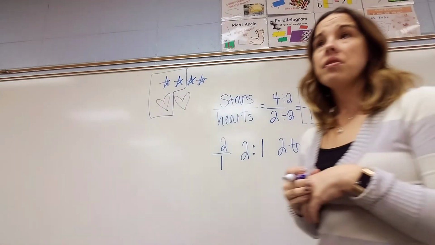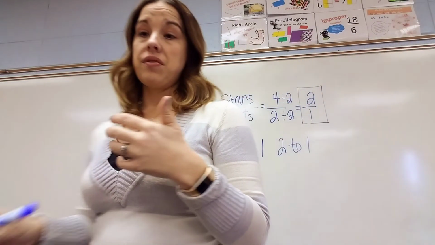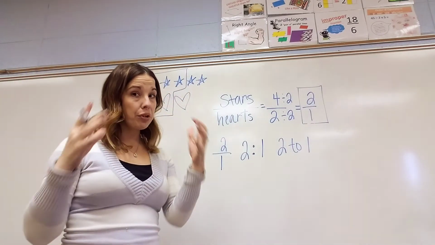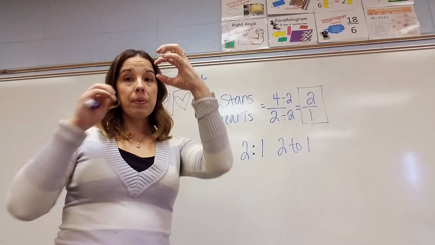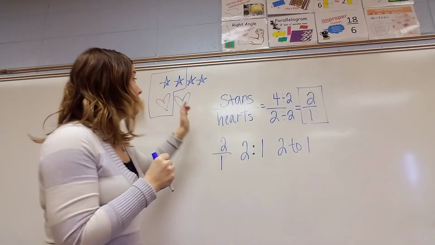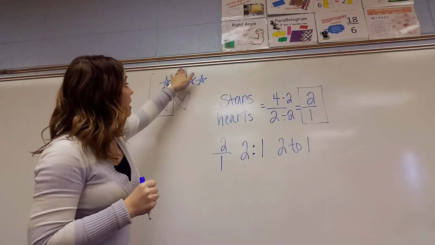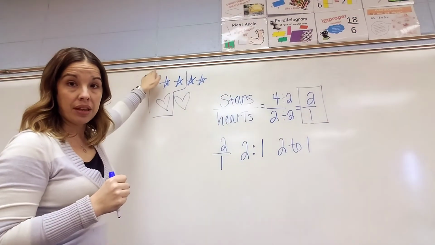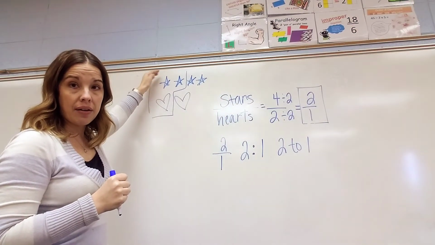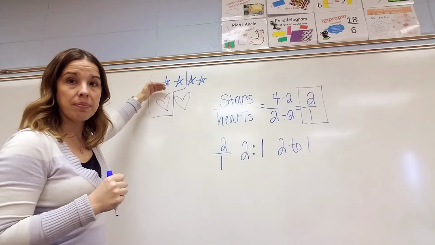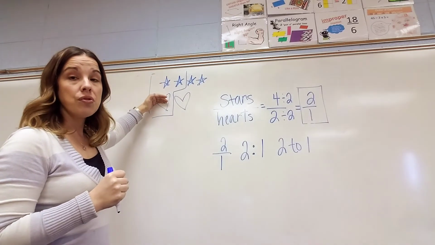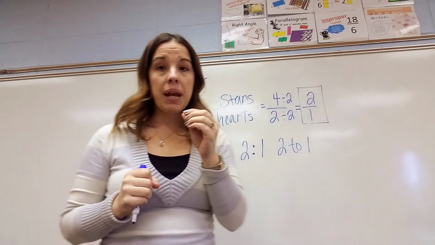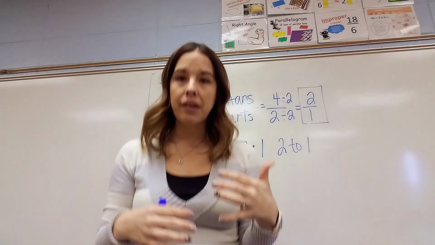Now, there's a couple different ways that you can use ratios. So if you have a group of shapes, okay, you can compare part of the group to another part of the group, just like we did here. We compared, right here is our entire group, our stars to our hearts, part of the group to another part of the group, okay? You can also use ratios to compare part of your group to the entire group.